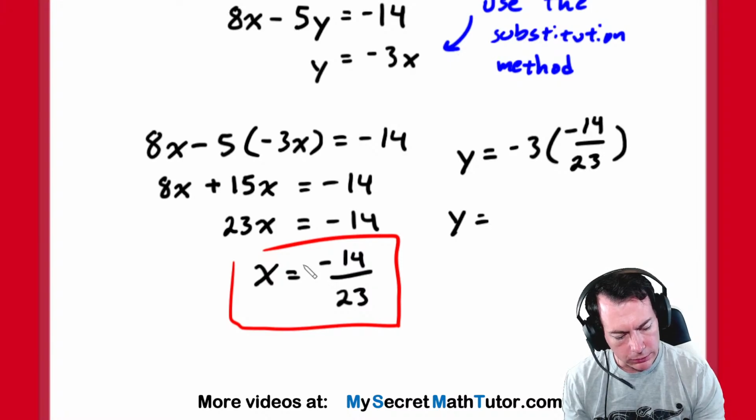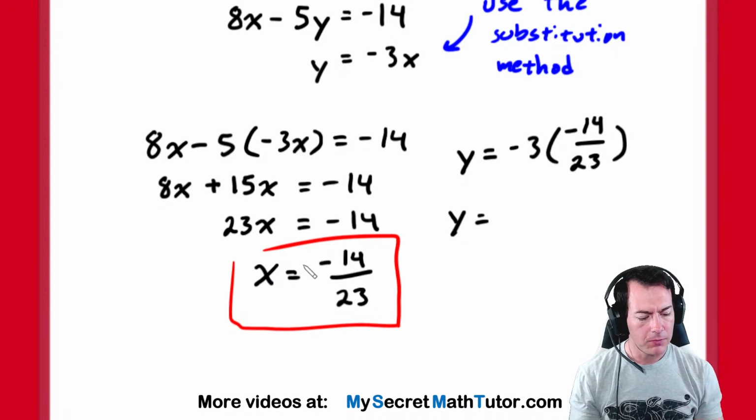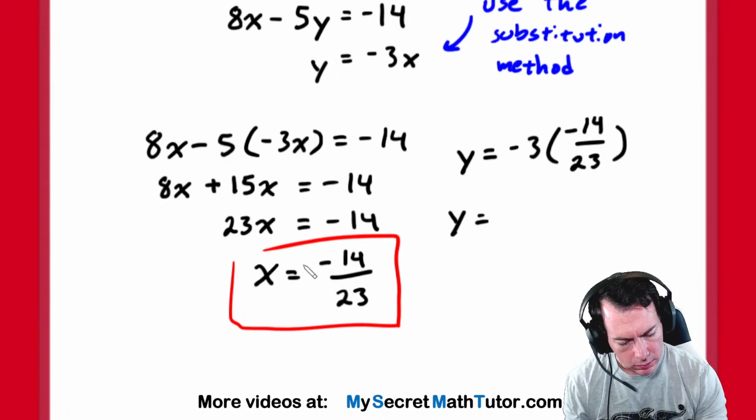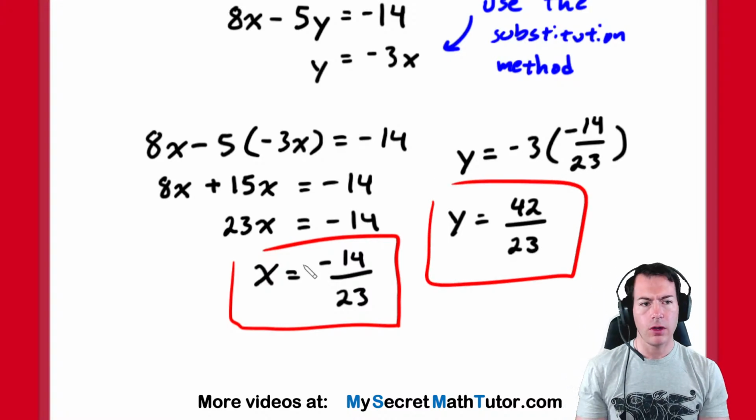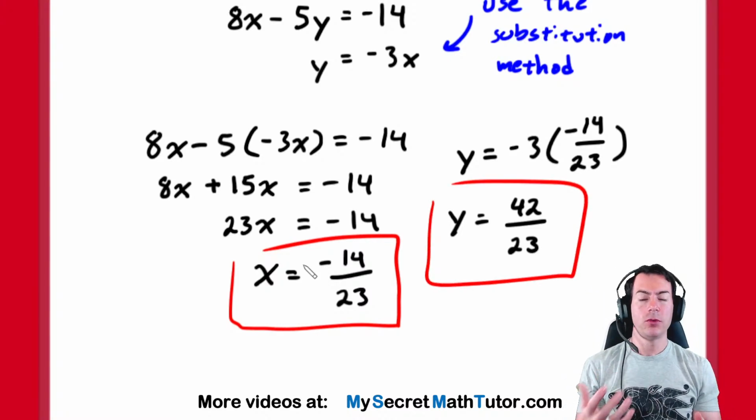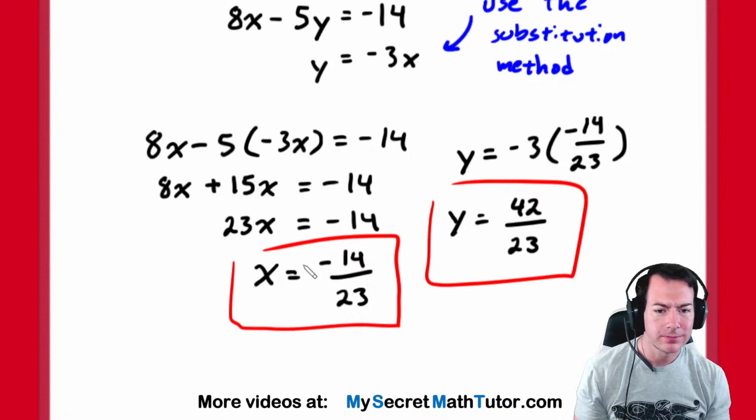So y equals negative 3, and I'm going to substitute the value of x in there. So y is equal to, negative times a negative will give me a positive. So let's see, what is 3 times 14? That's 42. 42 over 23. And there's our second half of our solution. So you really need both the x and the y value.